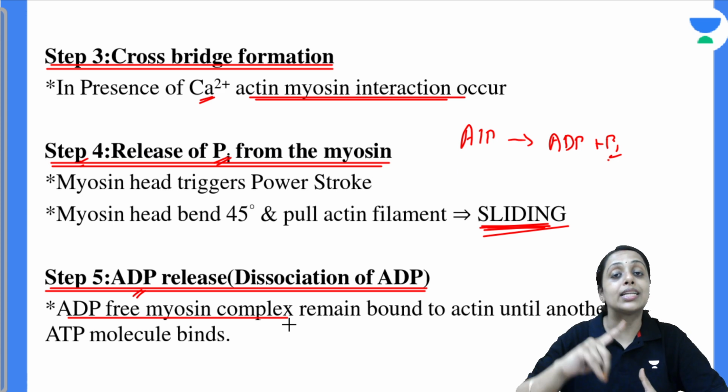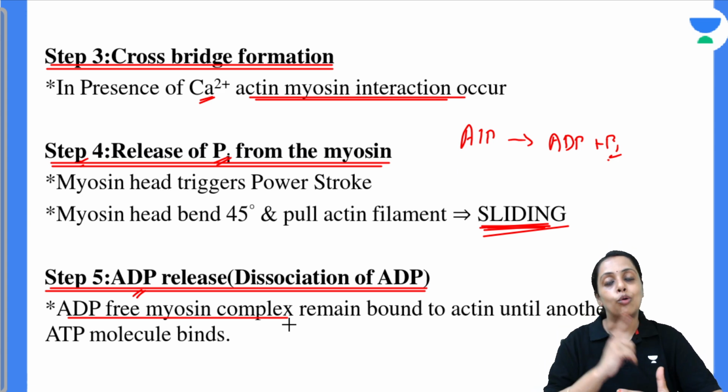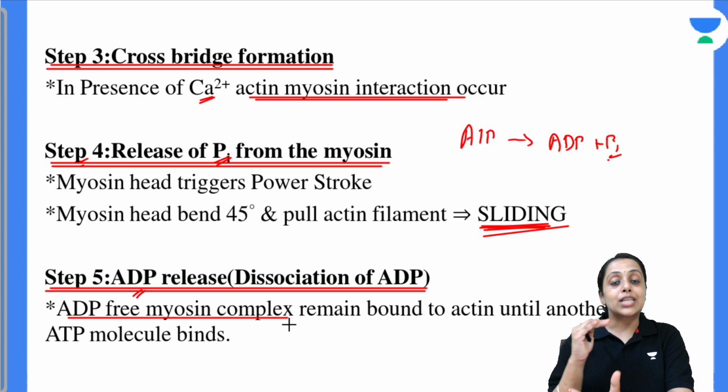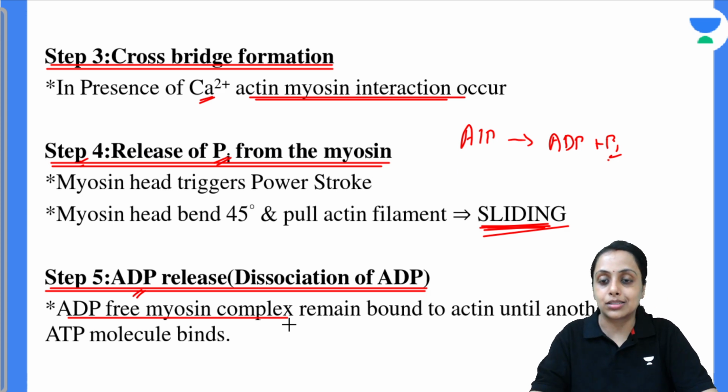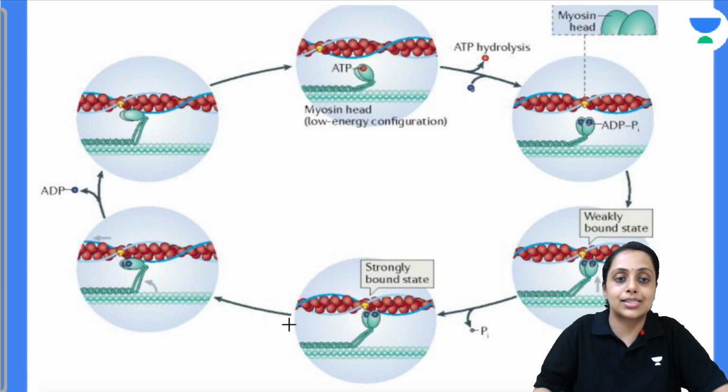So hamara isliye hota hai rigor mortis. We all know after the death the stiffening of muscle is there. Why is the rigor mortis there? Because after the death, due to lack of ATP, the myosin head remains stuck to the actin filament. That leads to the rigor mortis. Okay, is this clear?